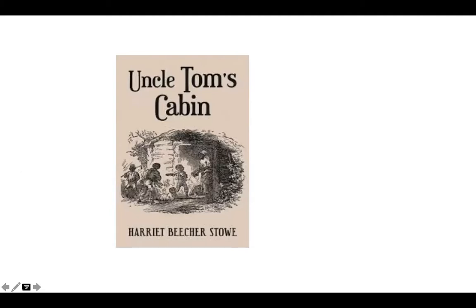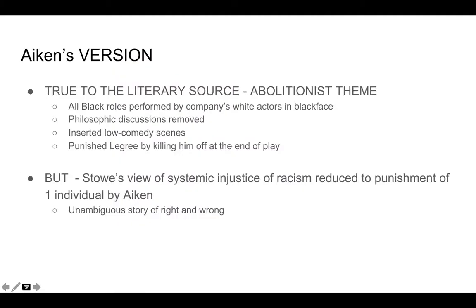So Aiken's version, which is the one we'll discuss, is true to the literary source with the abolitionist theme, but some of the details may have changed. As was the practice then, all Black roles were performed by the company's white actors in blackface. The philosophic discussions had been removed from the book, and low comedy scenes were inserted, and Legree was punished by killing him off at the end of the play.